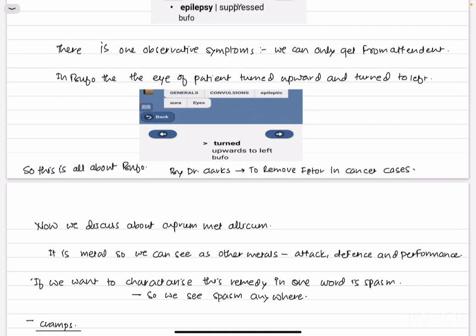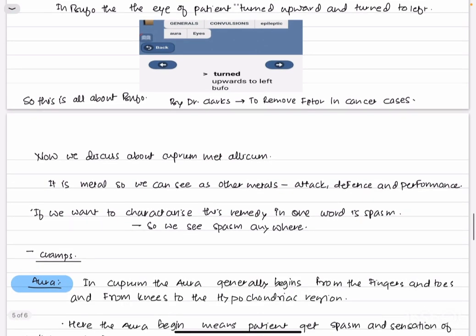Fetor means when the patient has cancer and in that local area there is a severe offensive smell. To remove that we can use Bufo. Now we will discuss the second remedy, Cuprum metallicum.